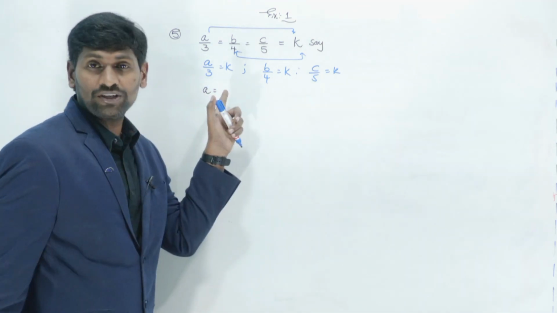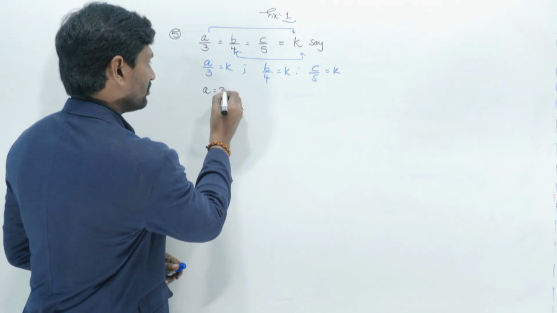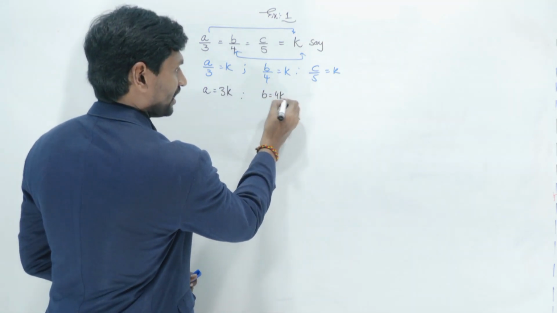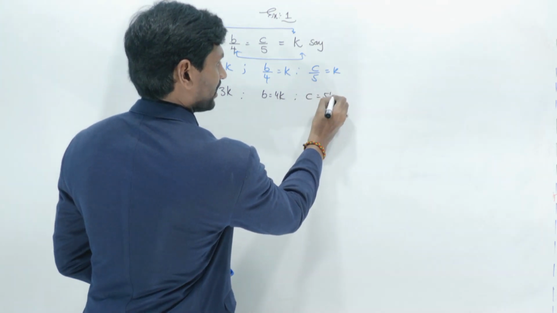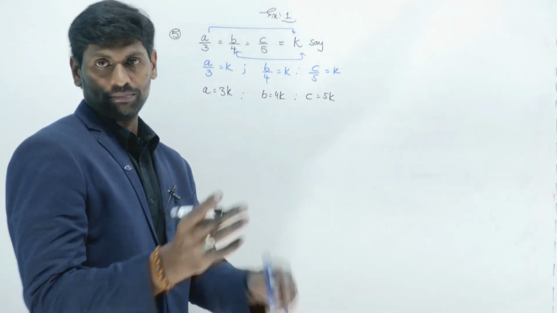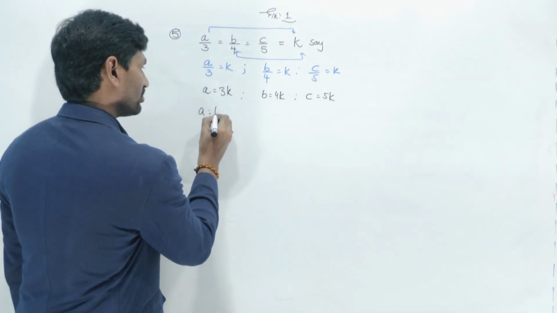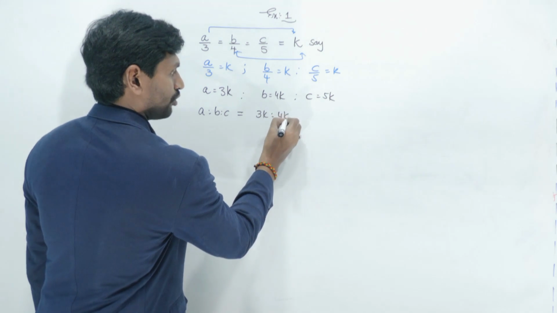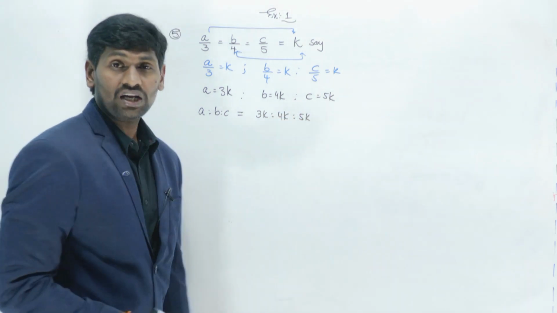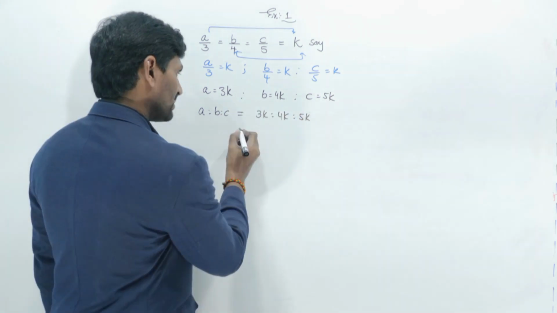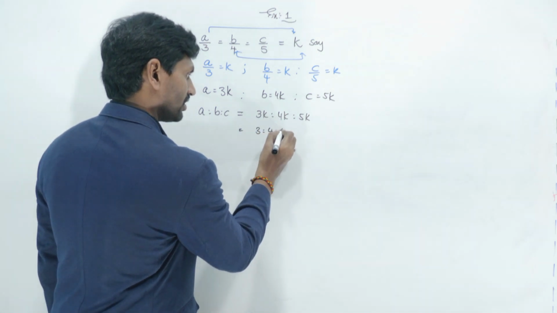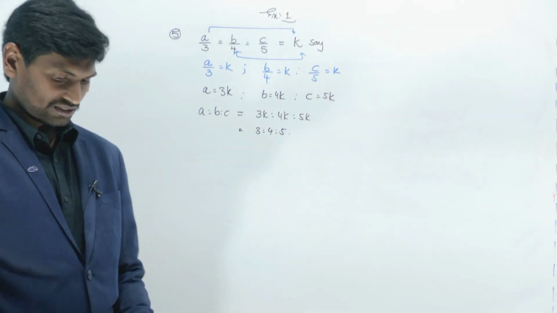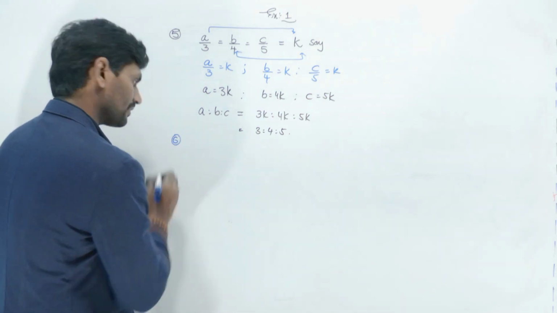So from this we can write the A value. Here 3 is dividing, so when you transpose, multiply. A value is 3K. Same way B value is 4K and C value is 5K. Now all are in whole numbers. Now write A is to B is to C. A value 3K is to 4K is to 5K. All of them have K as a common term. Cancel everything. You will get 3 is to 4 is to 5. Okay, 3 is to 4 is to 5. Clear? Let us go to problem number 6.